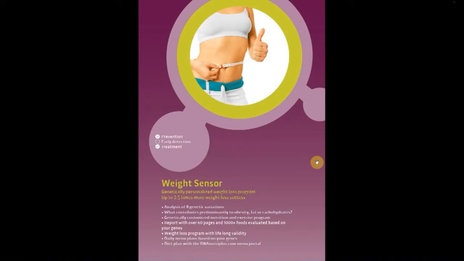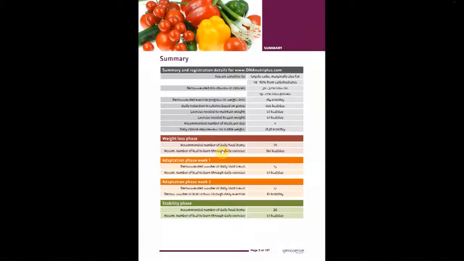And this test has two functions. One is for prevention, so when you are not overweight, it will help you to stay slim. And for treatment, so if you are already overweight, which most people that order this test are, they use this test to find out how to treat or how to improve their body weight with this genetic test. And it doesn't really help with early detection, that's why you don't see a check mark here.